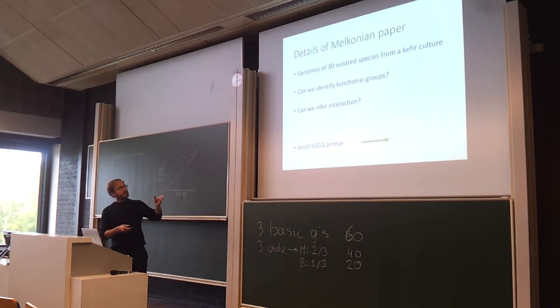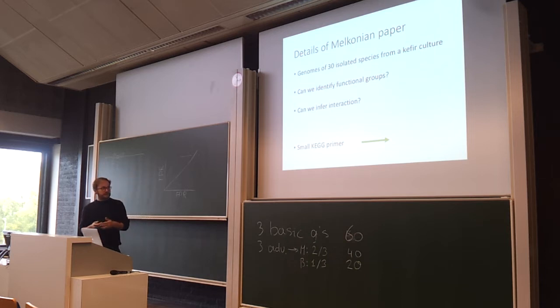So more details on the paper, they actually have these 30 species. And the main question is that they want to understand, can they identify functional groups, right? So out of these 30, it's likely to assume that they might perform similar tasks. And they also want to see if we can get these interactions.